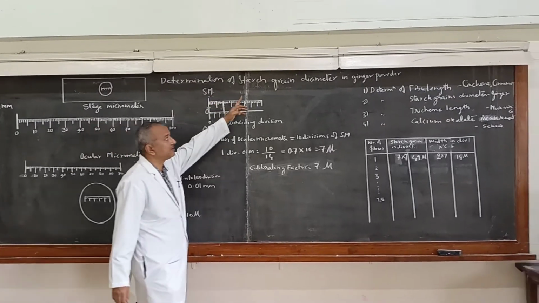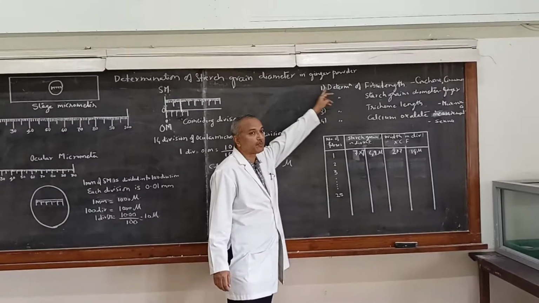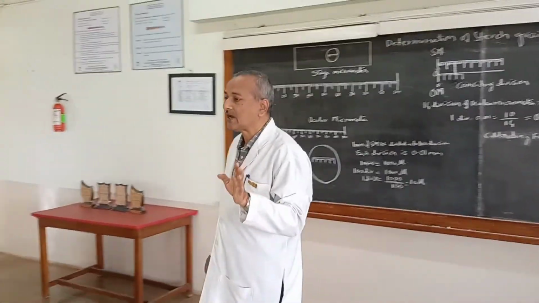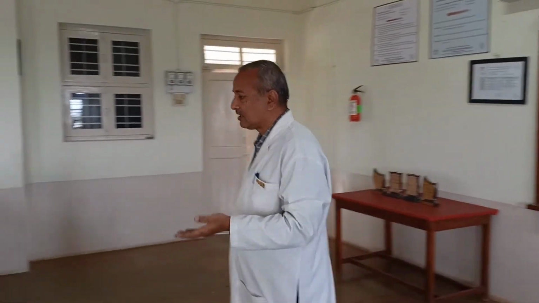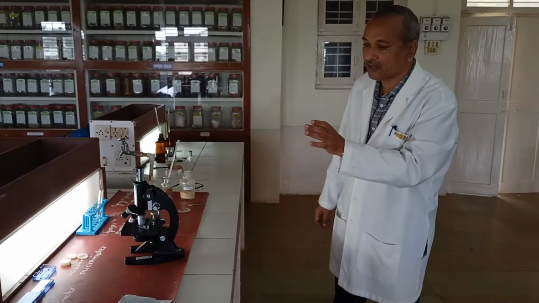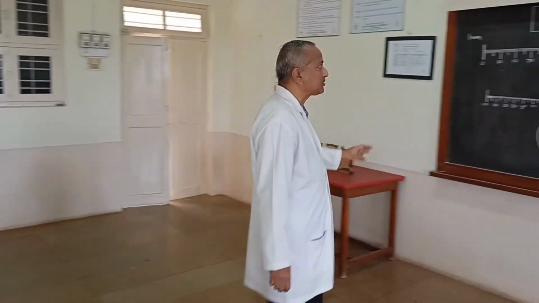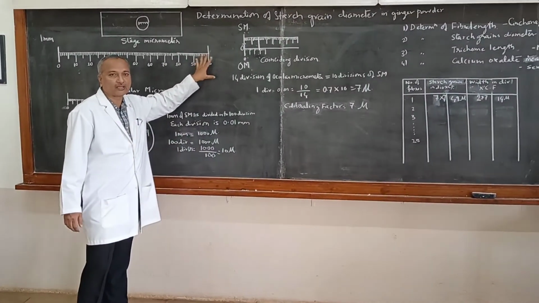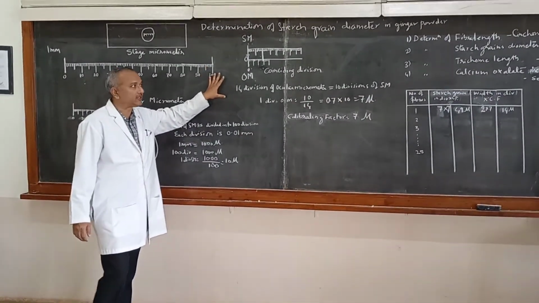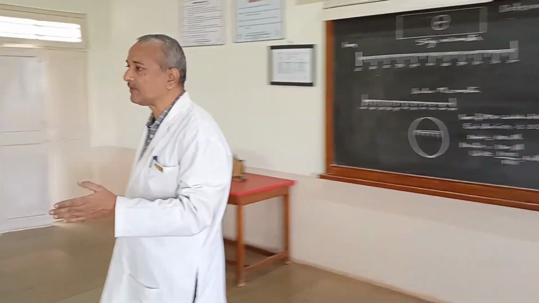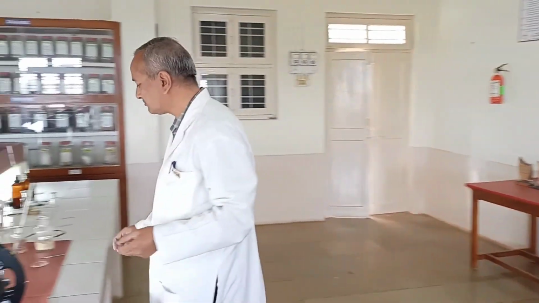Determination of a starch grain diameter in ginger powder. In this we require the ginger powder, the iodine solution, and the stage micrometer as well as the ocular micrometer. Once we complete the standardization or the calibration of the ocular micrometer, we have to prepare the slide for the observation of starch grains.